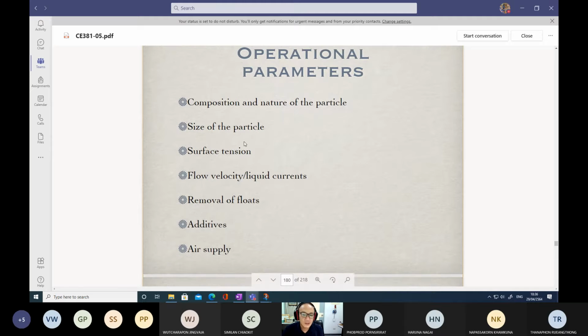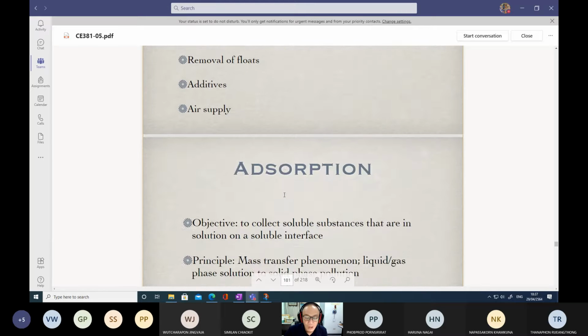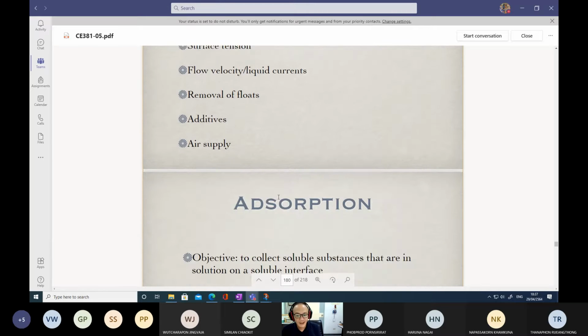And these are the operational parameters. The efficiency of the flotation process depends on the composition and nature of the particles, and it also depends on the amount of air being supplied. And sometimes we need to add some kind of chemicals to promote the flotation process. Okay, so that is all about flotation.